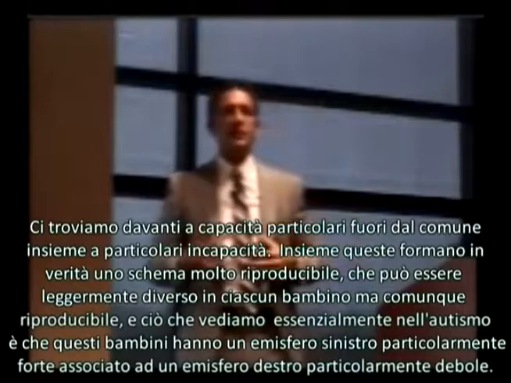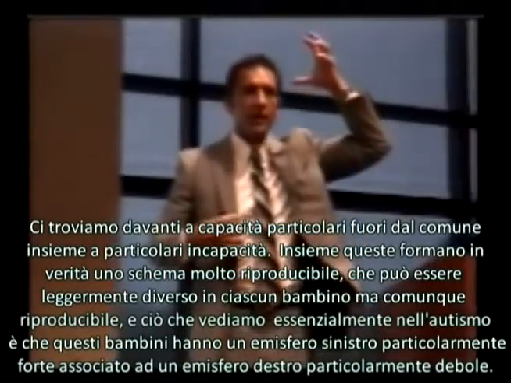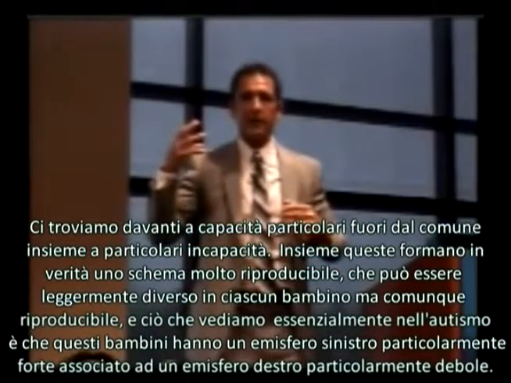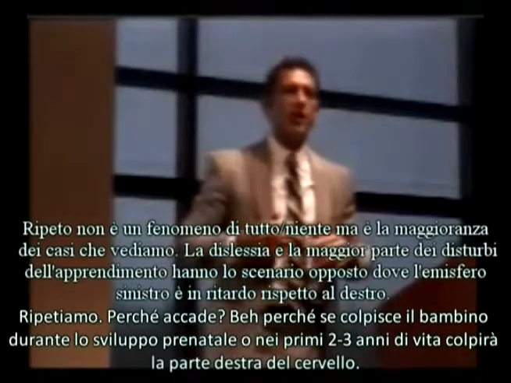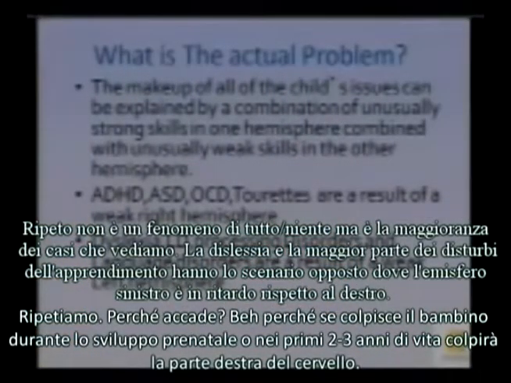And what we see essentially in autism is that these children have unusually strong left brain skills with unusually weak right brain skills. Now again, it's not all or nothing, but that is the majority of what we're seeing. Now, dyslexia and most learning disabilities is the opposite, where their left hemisphere is delayed. Now again, why does this happen?